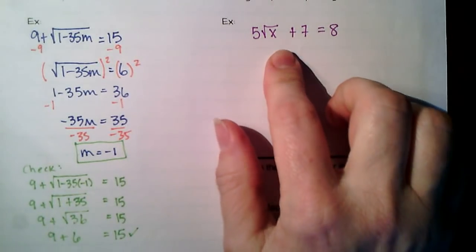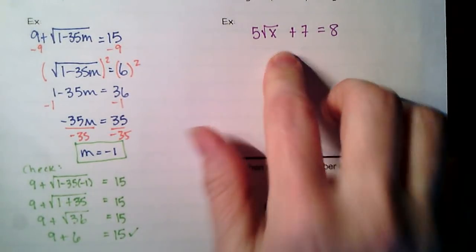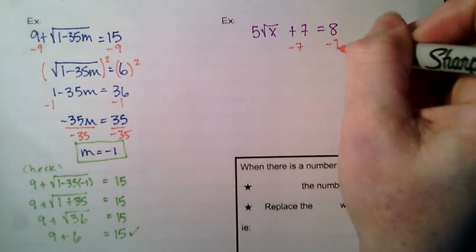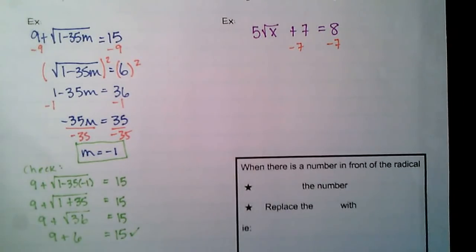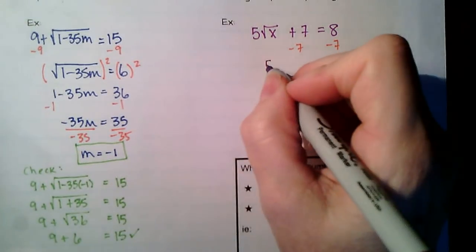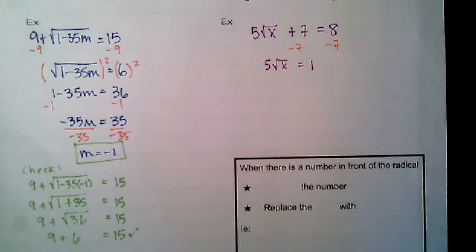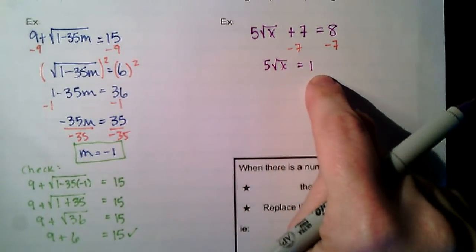This example here, 5 square roots of x plus 7 equals 8. We are going to start the same way. So we will want to get the radical by itself. So subtract 7, which gives us 5 square roots of x equals 1.